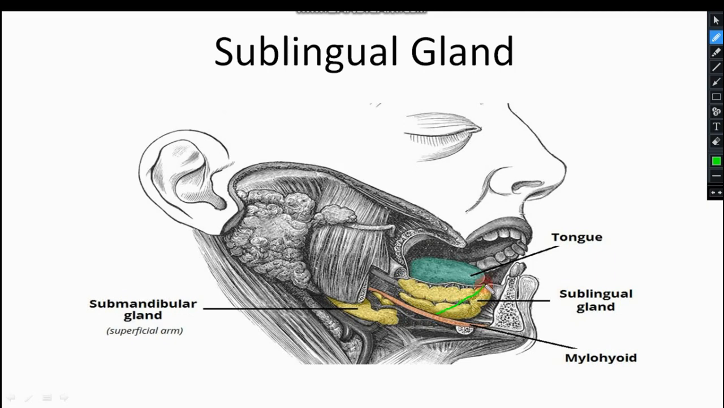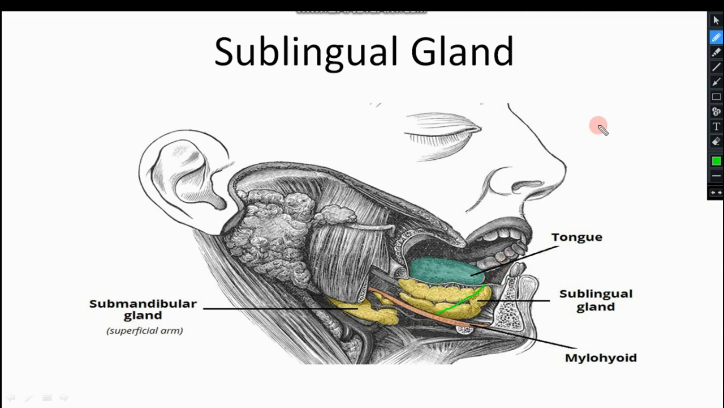In its anterior aspect, these small ducts converge and open in this submandibular duct. So these small ducts of the sublingual gland converge to open, and they form a single duct. This single duct opens in the submandibular duct. The duct associated with the sublingual gland is called the Bartholin duct.